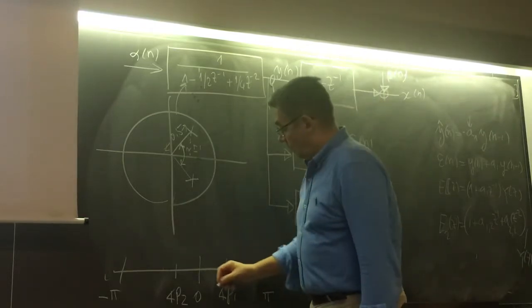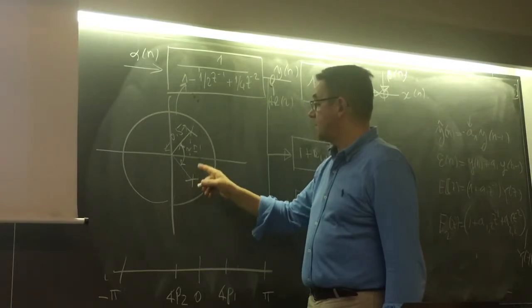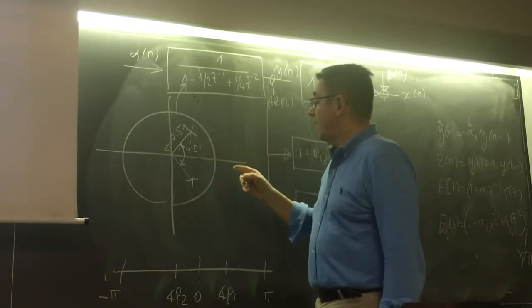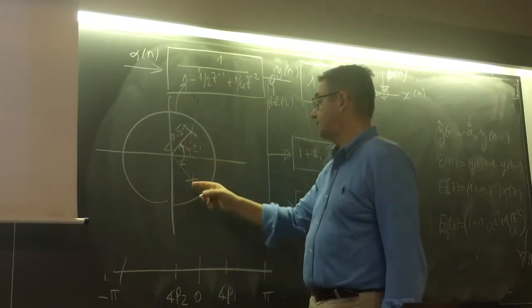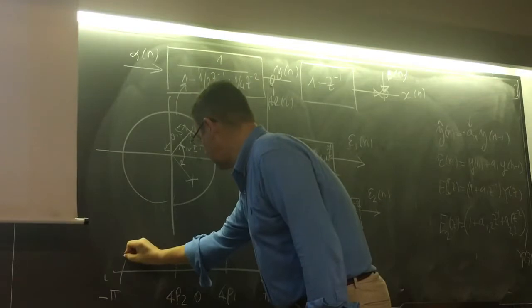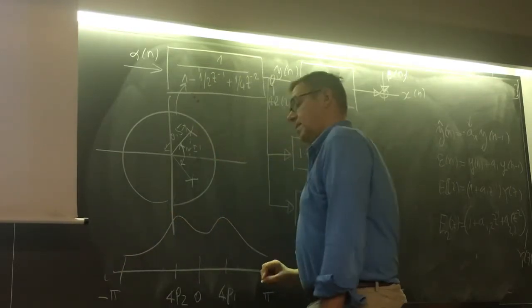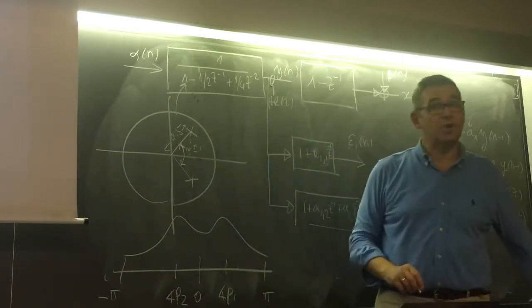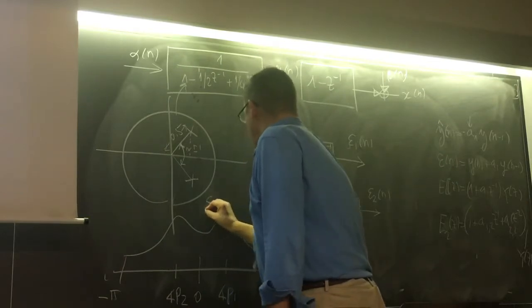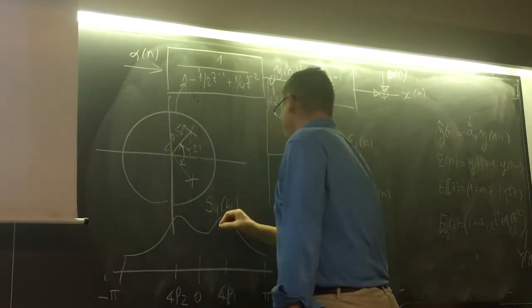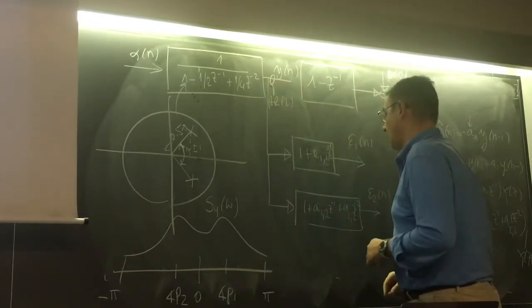Now, I have two resonances corresponding to this angle, which is plus or minus 1 radian. And so the amplitude, let me see. I don't multiply it, so it's something like that. And that's the behavior of the amplitude, the power spectral density. So this one is approximately S_Y(omega), the power spectral density here.